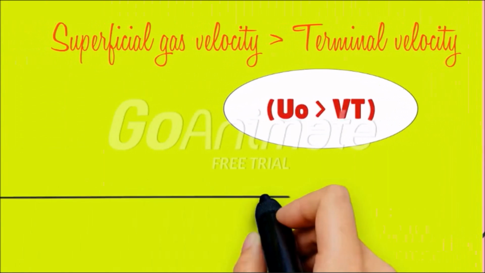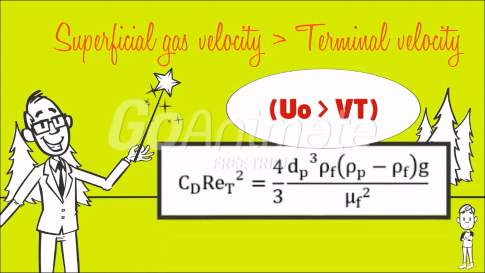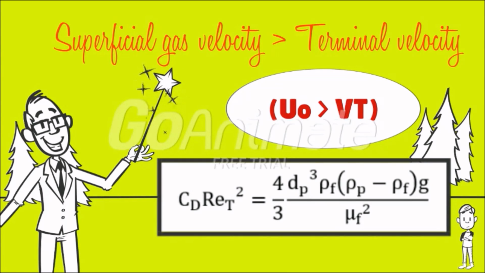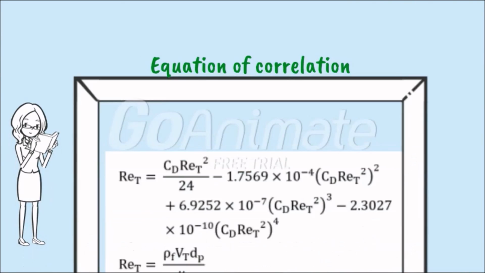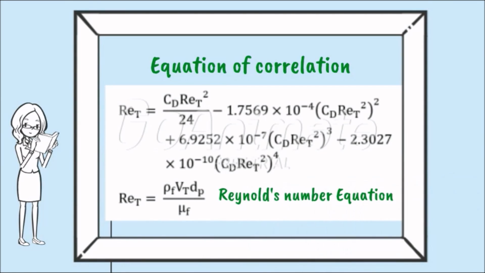Moreover, in order for entrainment to occur, the superficial gas velocity must be greater than the terminal velocity. The terminal velocity is obtained by using the equation shown. Since the value obtained is less than 73, the correlation equations are used. And, by using the Reynolds number equation, the value of terminal velocity is obtained, which is 0.01280 meters per second. So, in order to entrain the tea powder from the fluidized bed dryer, the superficial gas velocity of 0.1 meters per second is chosen.